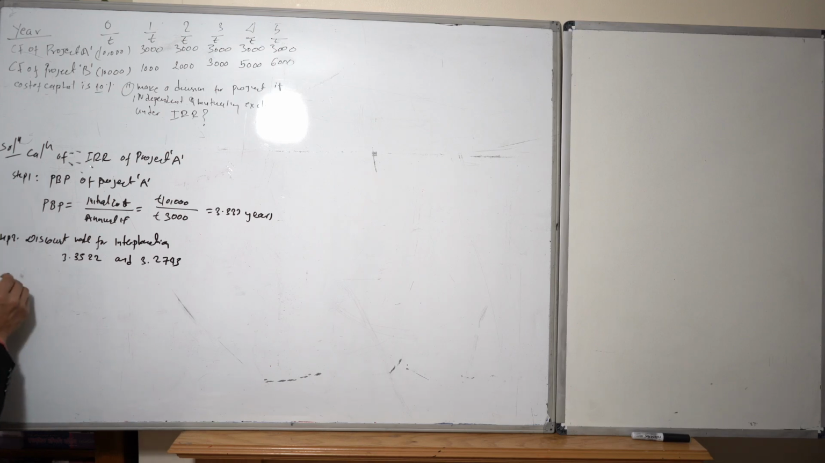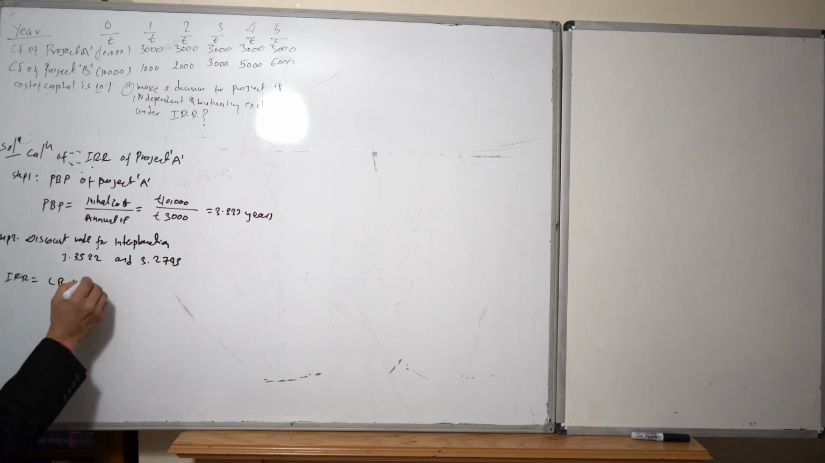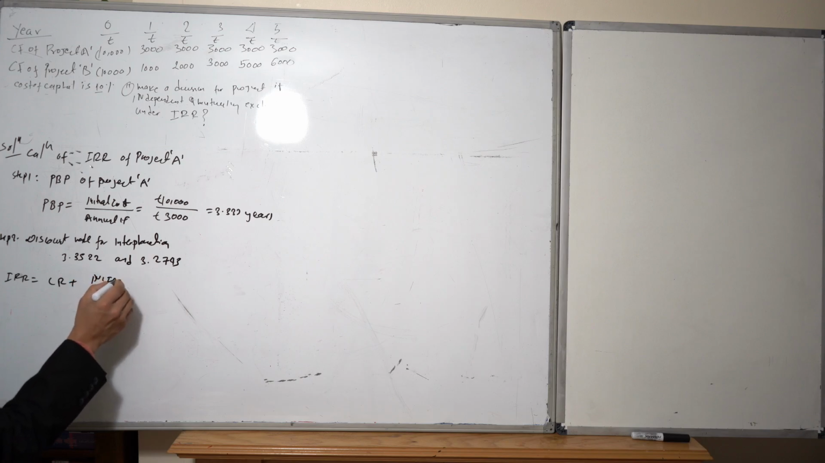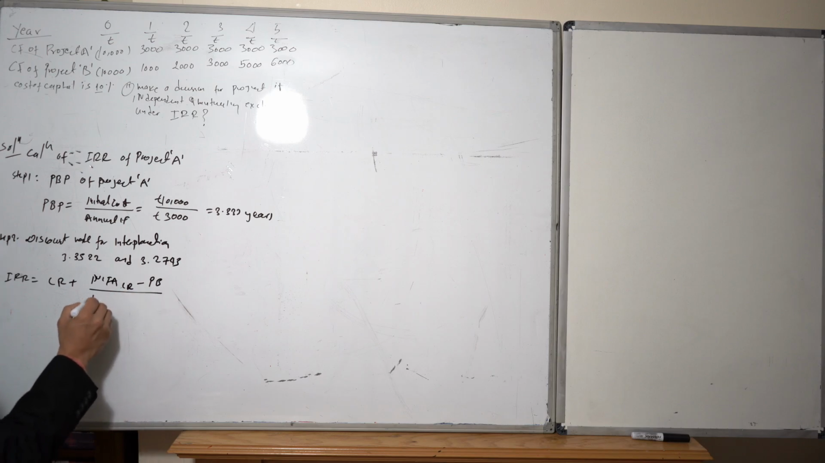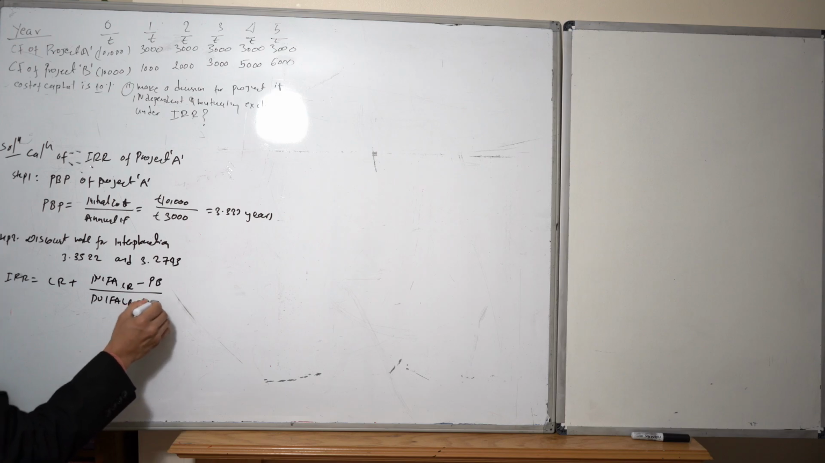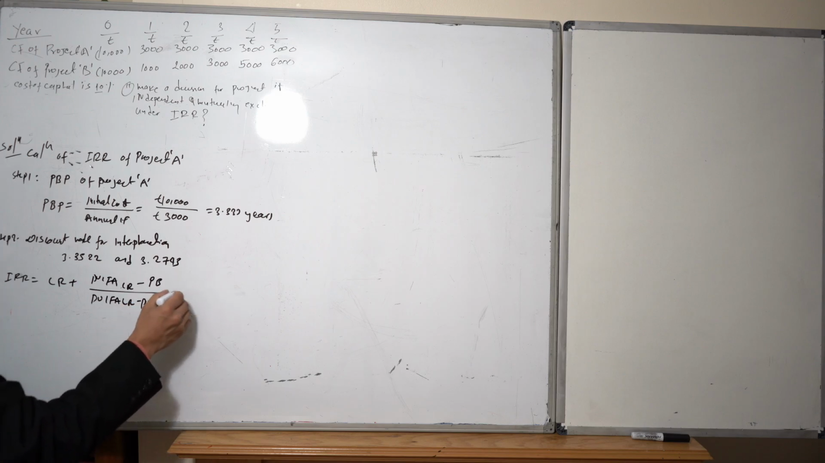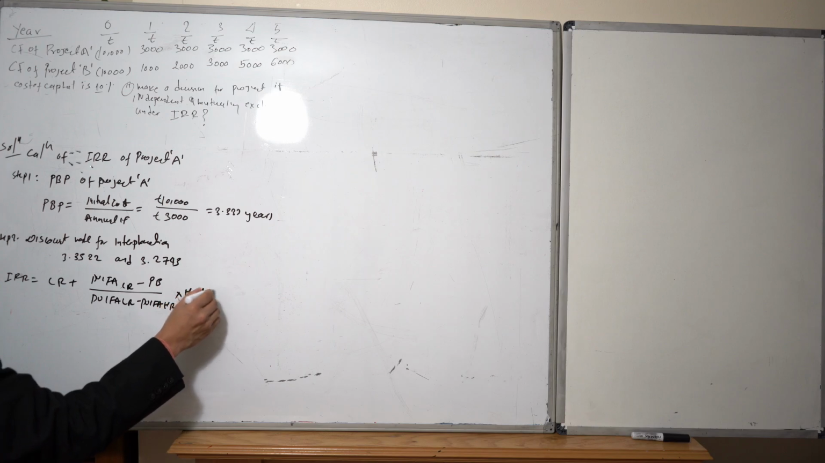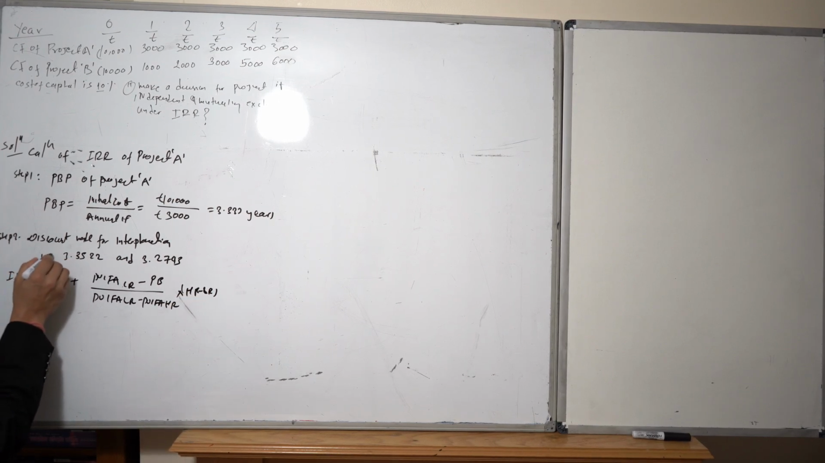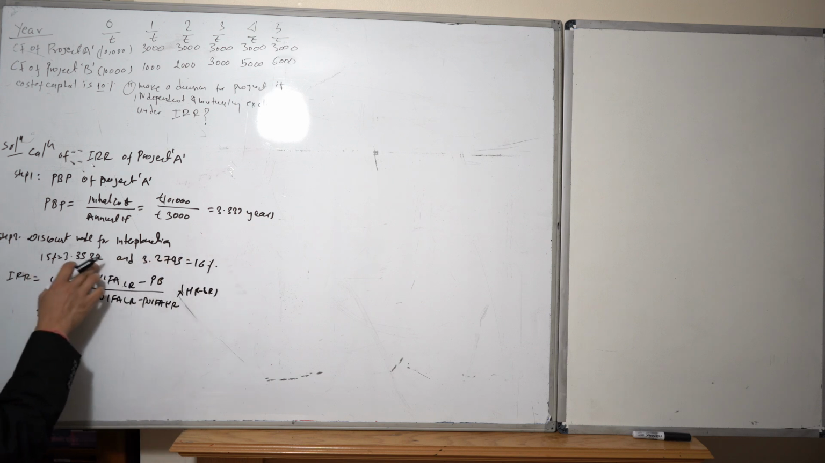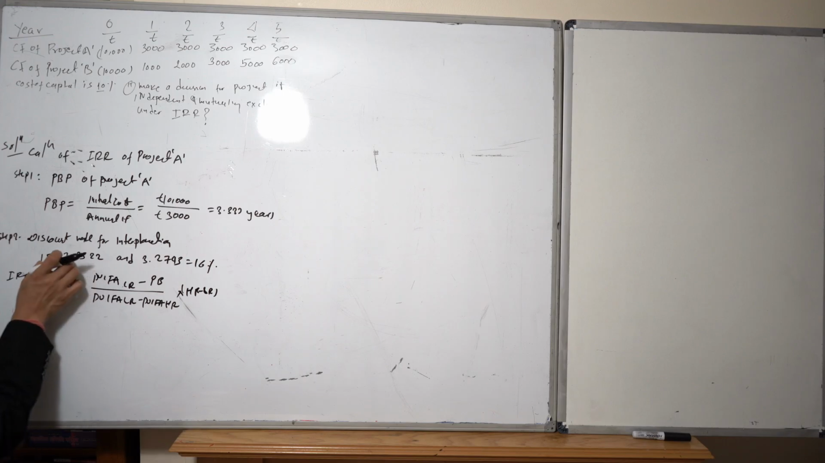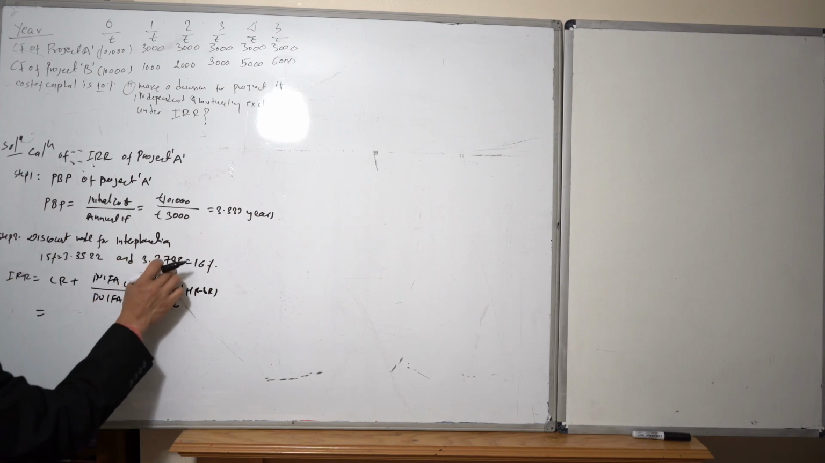So let's find out the actual: the lower rate plus present value interest factor annuity at lower rate minus payback period, divided by present value interest factor annuity lower rate minus present value interest factor annuity higher rate, multiplied by higher rate minus lower rate. This is 15% and this is 16%. This 3.3522 lies in 15% and 3.2743 lies in 16%.